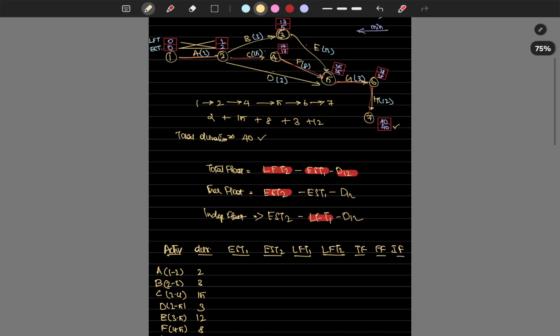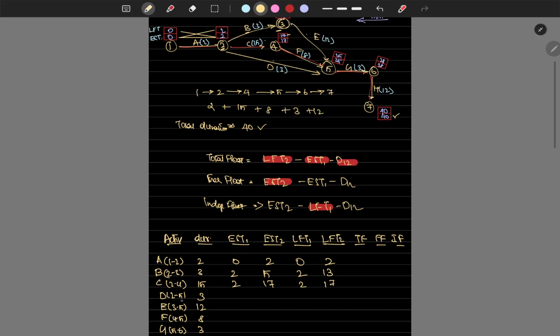EST1 for the activity 1 2 is 0, and EST2 is 2, right? LFT1 is 0, LFT2 is 2. For B, 2 to 3: EST1 is 2, EST2 is 5, LFT1 is 2, LFT2 is 13. Same for C, 2 to 4: EST1 is 2, EST2 is 17, LFT1 is 2, LFT2 is 17, right?